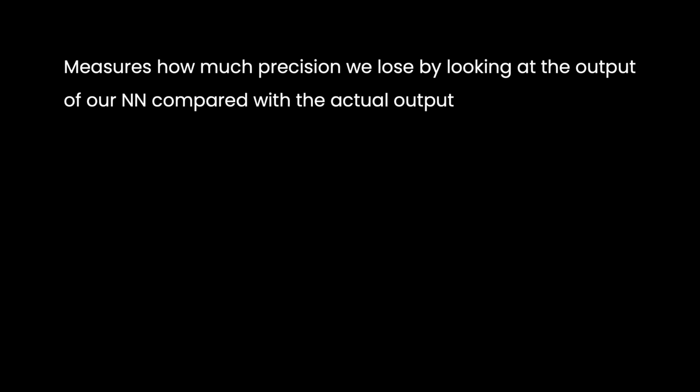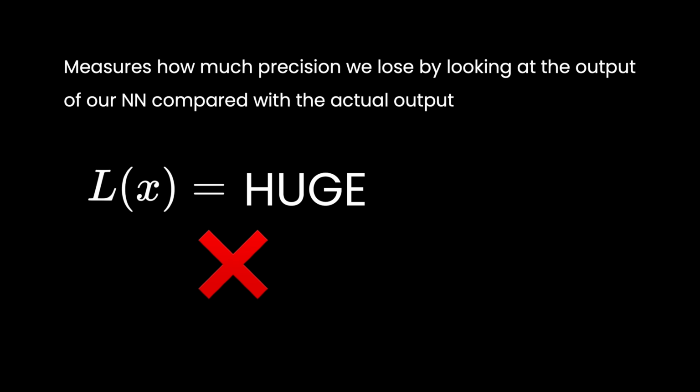We need the loss function. It measures how much precision we lose by looking at the output of our neural network compared with the actual output. So if our loss is huge, we did a bad job. But if our loss is approximately close to 0, our neural network was trained correctly.